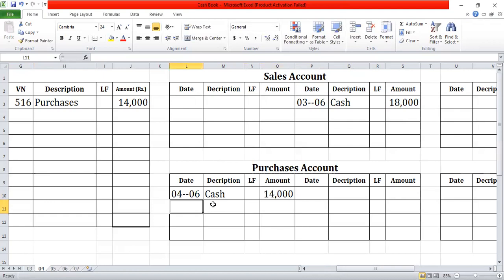Listen to me while you are writing. Every transaction has a debit and a corresponding credit entry. Try to recognize it at this stage, starting from this stage. Okay, good.